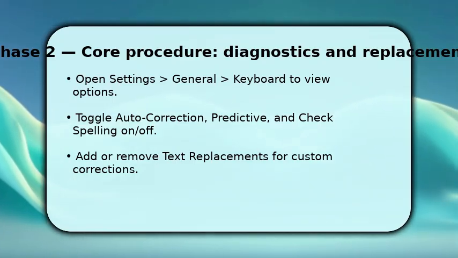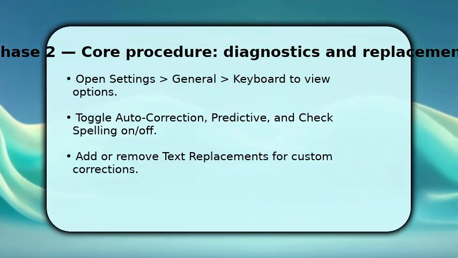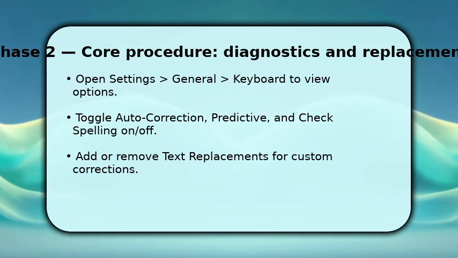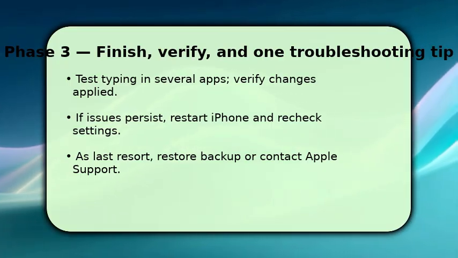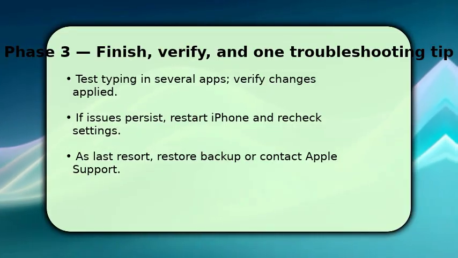Make sure to test typing in notes or messages and adjust to finish. Test typing in notes, mail, and messages to confirm autocorrect behaves as expected. If corrections still act oddly, restart your iPhone. This often resolves lingering issues.